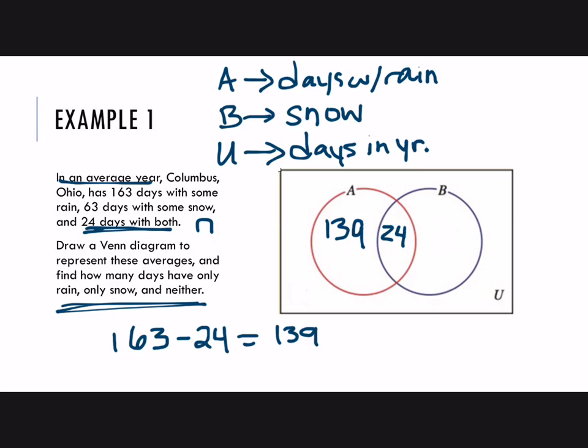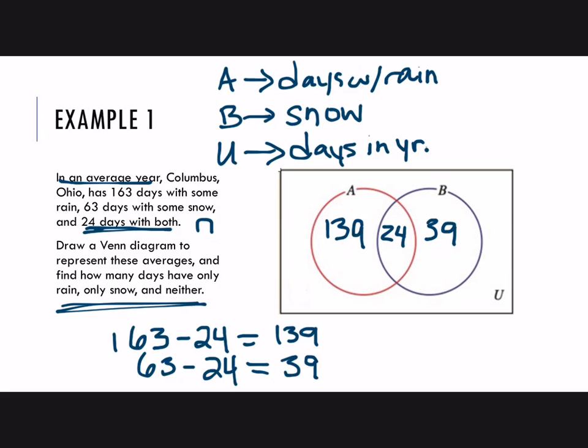Alright, and then similarly to find the days which only had snow, we can take 63 days that had snow, subtract the days that also had rain, to see that there are 39 days which only had snow. Okay, so that's 3 of the 4 regions.